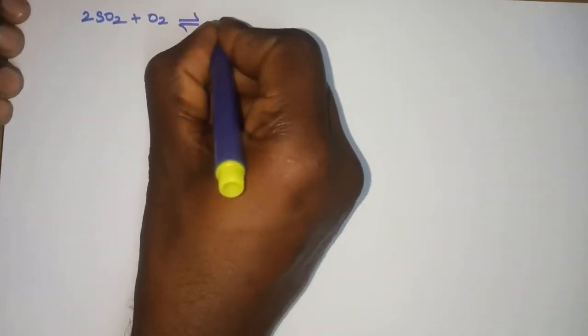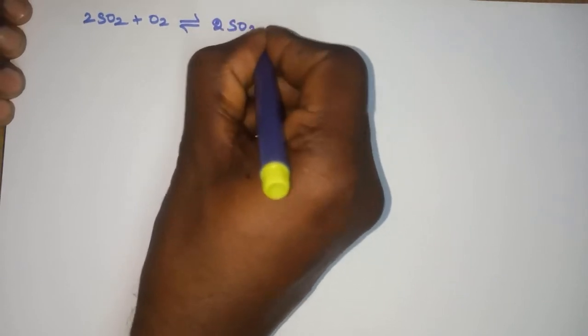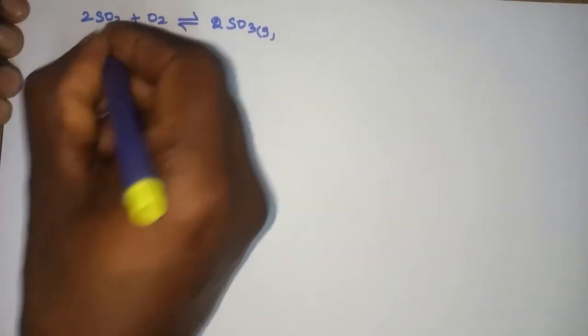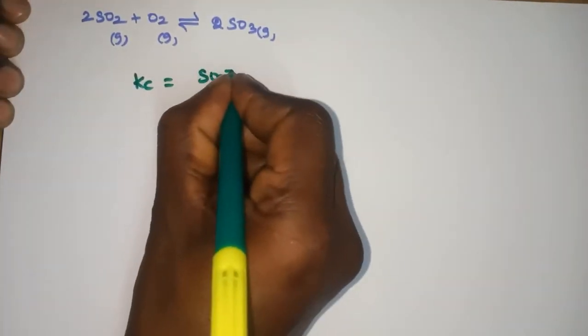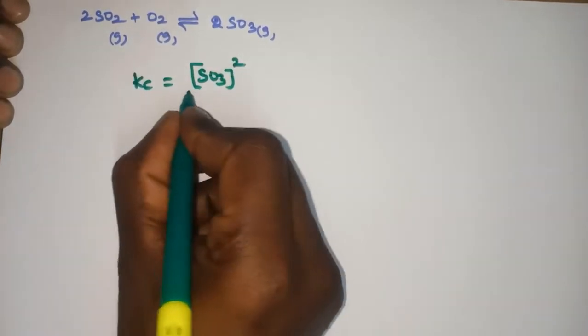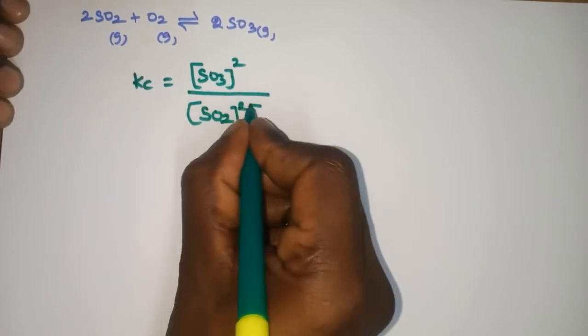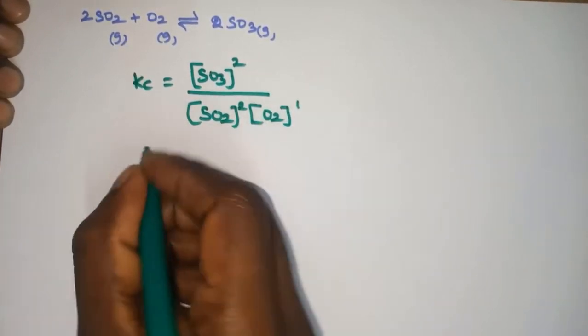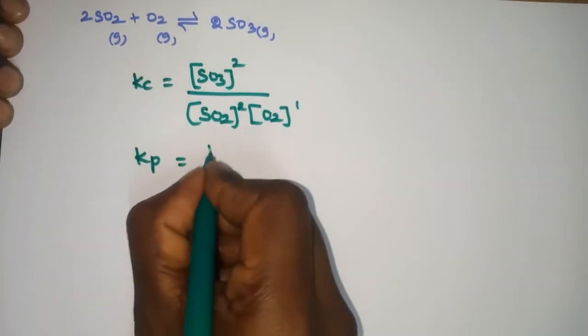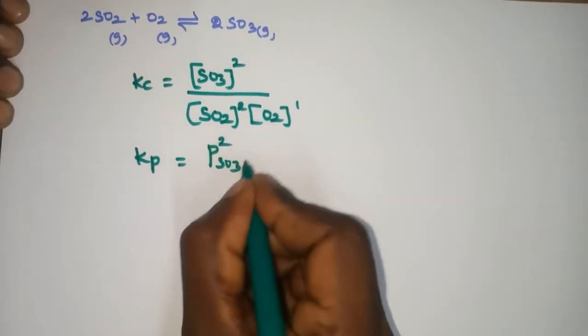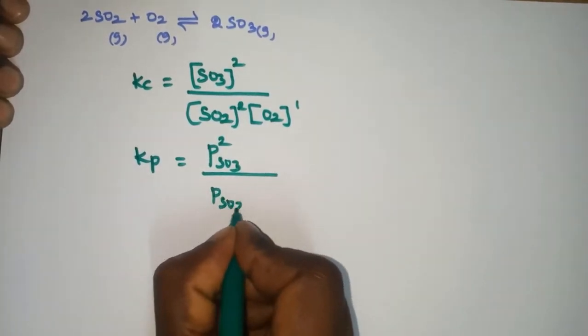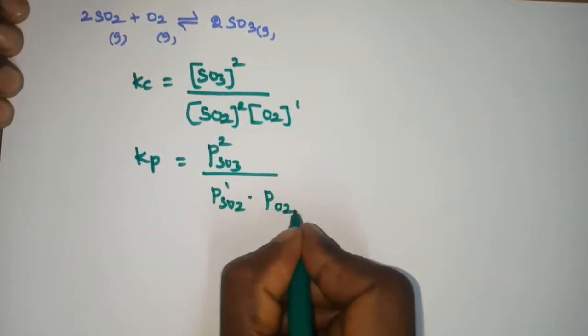Next example, 2SO2 plus O2 to form sulfur trioxide. Kc for this equation, Kc equal to active masses of the product power stoichiometric coefficient divided by the active masses of the reactant power stoichiometric coefficient. In the same way, Kp is written as Kp equal to PSO3 power 2 divided by PSO2 power 2 into PO2 power 1.